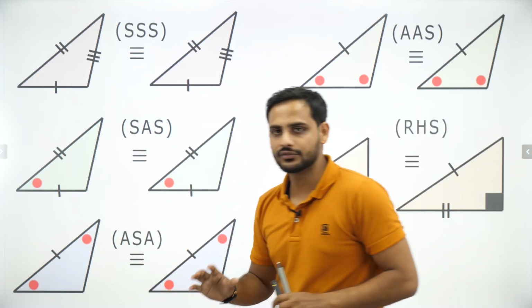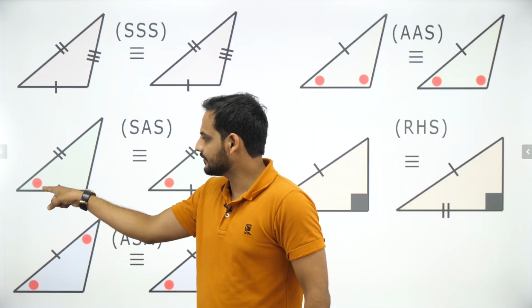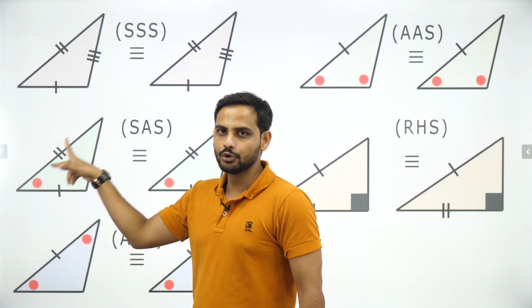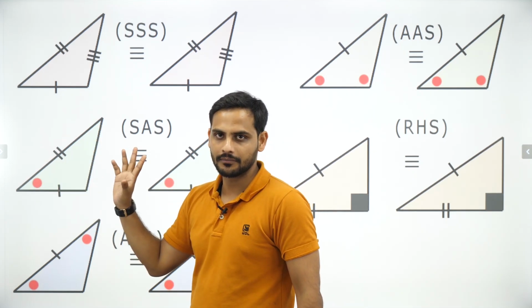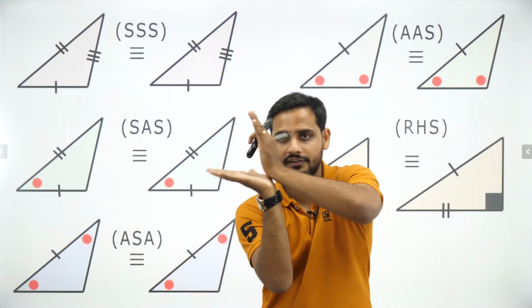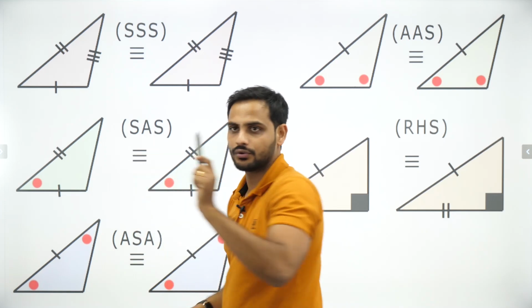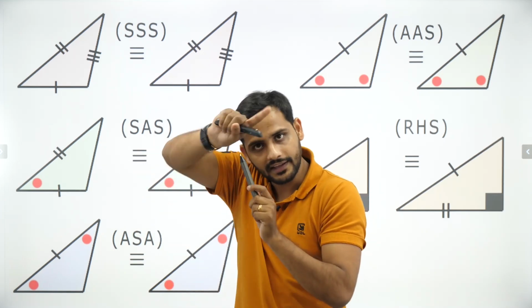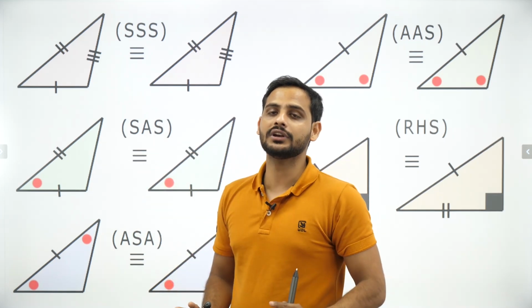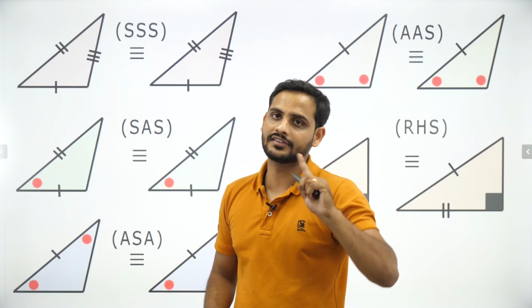So side angle side, remember one thing, what it is: two sides and the angle between them. Side angle side is two sides, these two sides and the angle between them. You cannot pick this angle. No. Two sides and the angle between them only will give you side angle side.